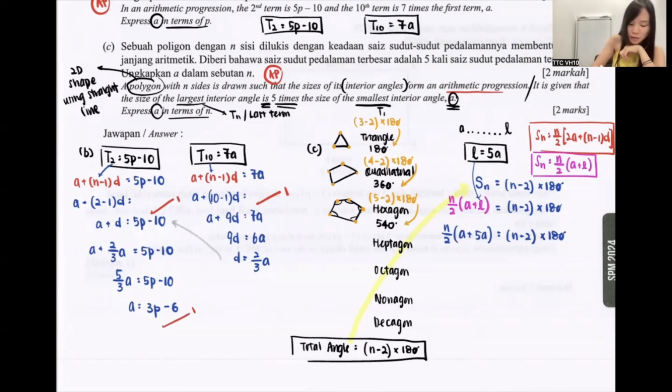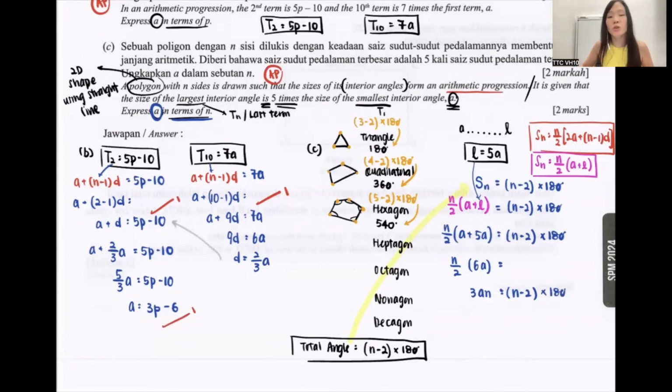Don't you feel like it makes more sense now? Because the question asks me to find what? a in terms of n. So now your equation should only have a and n. Do you guys realize all this only has the letters a and n, and most importantly has a left side and right side. So now, my dear, n over 2, this one is 6a. 6 divided by 2 is 3an, equivalent to n minus 2 times 180.